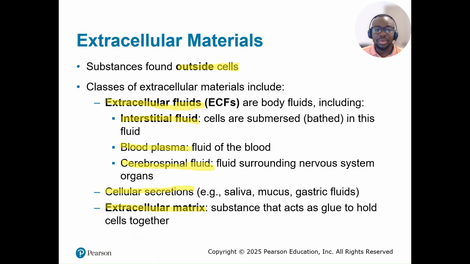The cerebrospinal fluid surrounds the central nervous system, that is, the brain and the spinal cord. Examples of cellular secretions include saliva, mucus, and gastric fluids. Extracellular matrix are substances that act as glue to hold cells together.